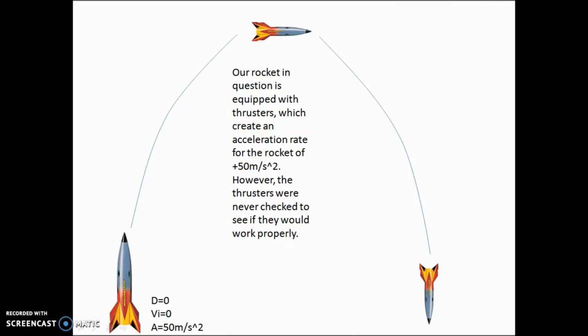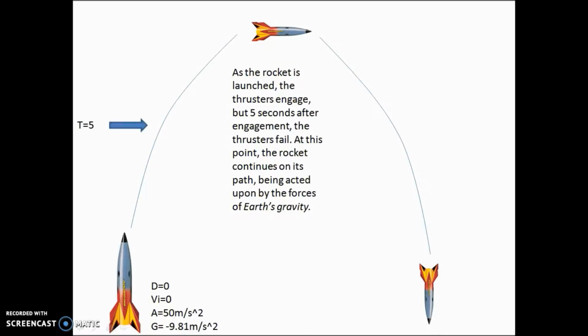Now, in the question, our rocket is going to have thrusters, and they're going to create an acceleration rate of 50 meters per second squared, depending on the direction of the rocket. However, before the liftoff, nobody checked the thrusters to see if they would work properly. As the rocket launched, the thrusters turned on and assisted with the acceleration of the rocket, but 5 seconds after liftoff, the thrusters failed and they stopped. At this point, the rocket continued on its path and was affected by the forces of gravity like any other object in the air would.